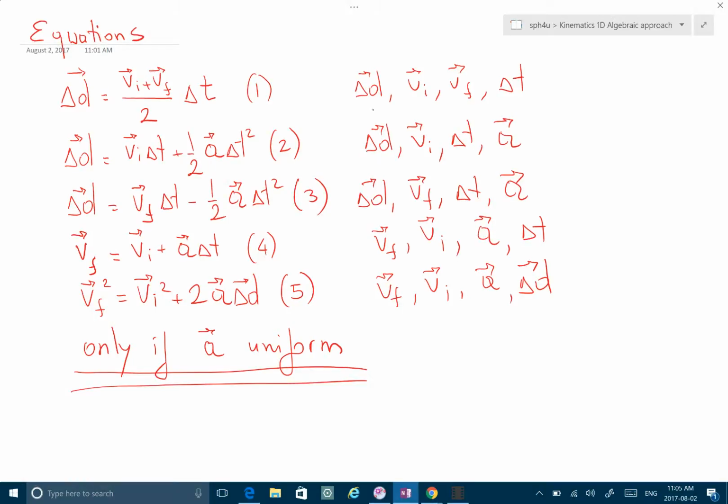variables. So for each equation, I listed the variables that are in the equation. On the first one, for example, acceleration is missing, right? On the second one, final velocity is not there. On the third one, initial velocity is not there. On the fourth one, displacement is not in that relationship. And the last one, time is not there.